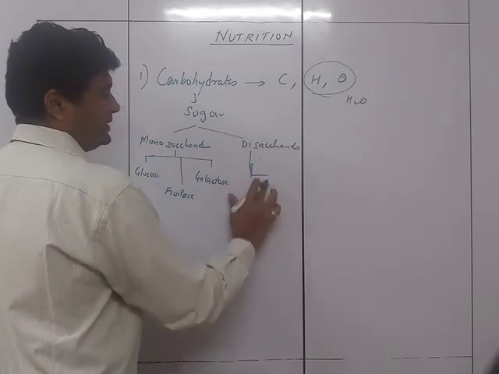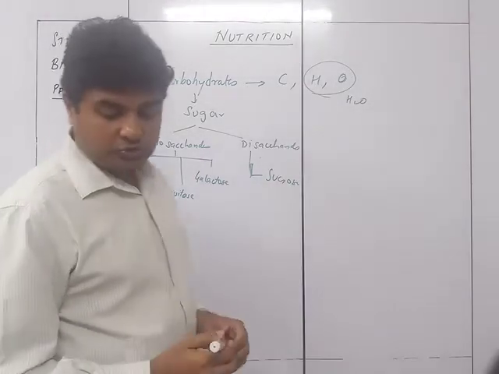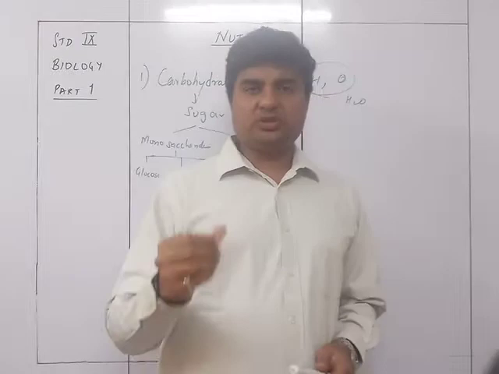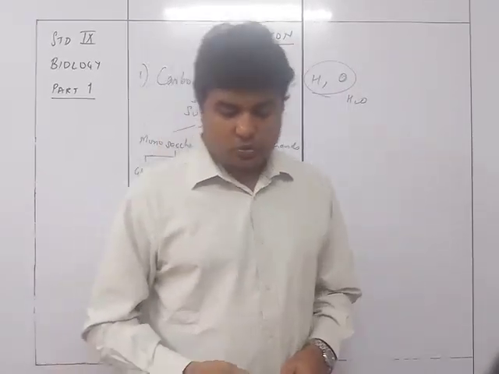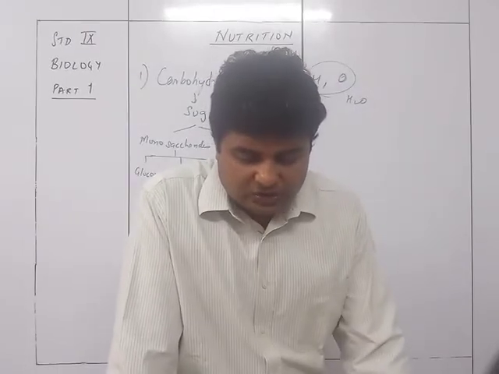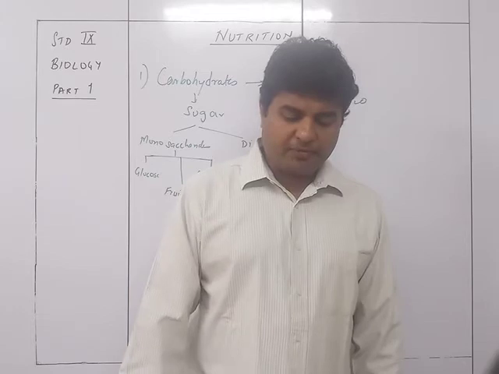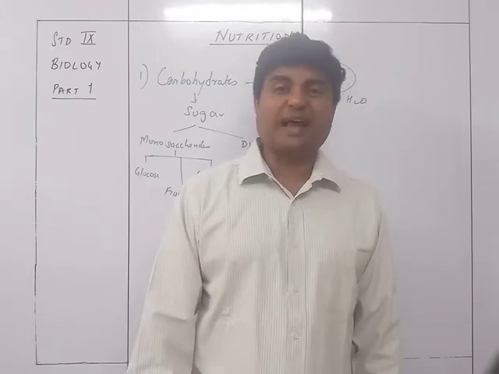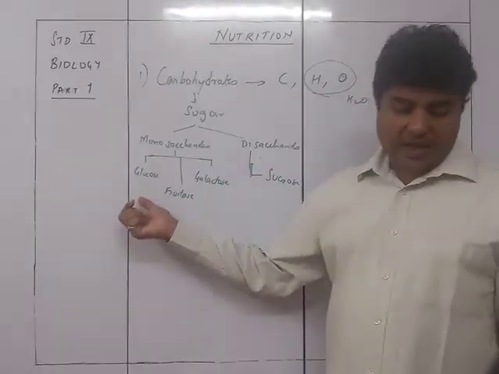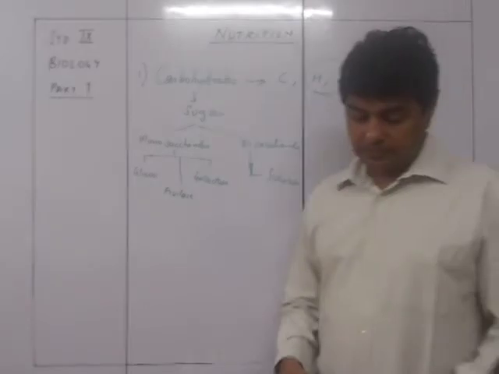So the first one is sucrose. Sucrose is a common commercial sugar, the normal sugar we have in the house, chini, that is sugar. It is commonly obtained from sugarcane in our country. Another source of sucrose is the sugar beet. Sucrose is a double sugar made up of two simple sugars, glucose and fructose. So it's a double sugar made up of glucose and fructose. The combination of these two forms sucrose.